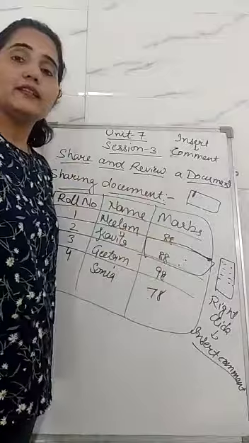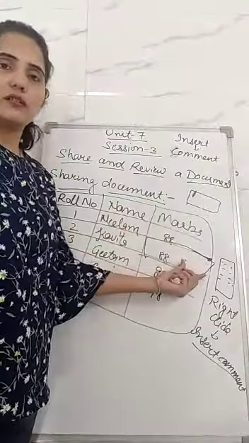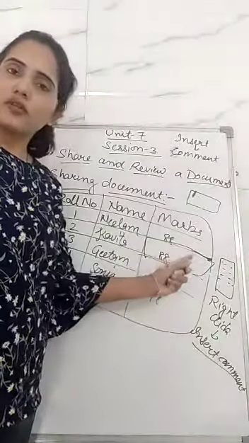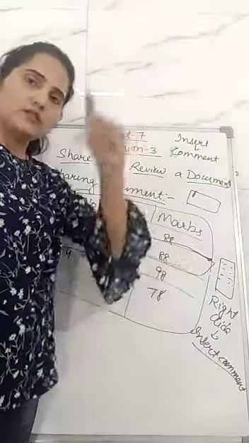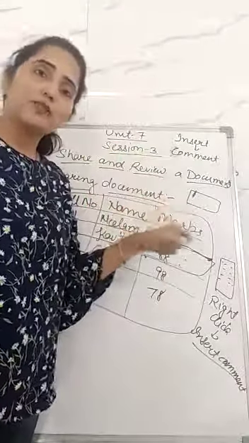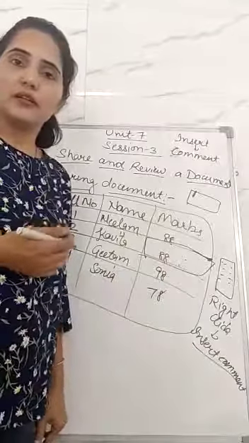And now the next point is delete comment. Suppose you add one comment here. Now you want to delete this comment. Then how can you delete it? Just right click in the same cell. A dialog box will appear. Choose the delete comment option from that dialog box. Then you are able to delete that comment.